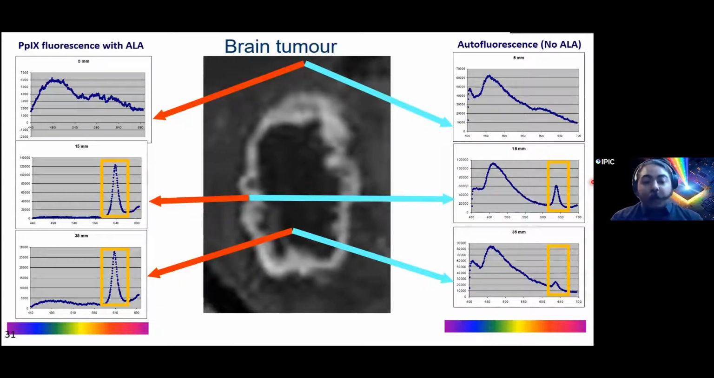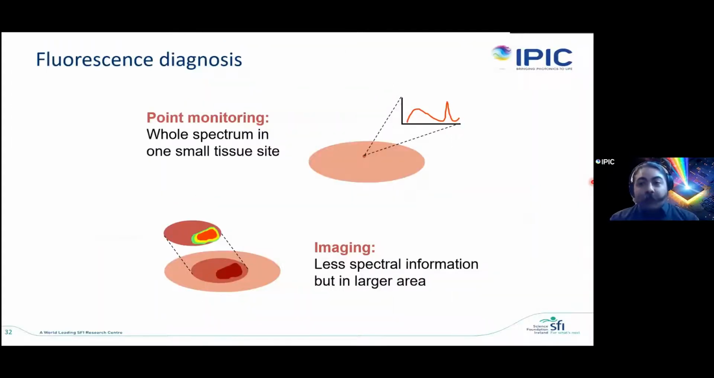Now, we can think about the types of techniques we could use to detect diseases. In this case, we have point monitoring, so we can understand better what is happening with the tissue biochemically if we collect the whole spectrum. If we already know what is happening, we can select a wavelength and then do imaging within an area. In that case, we monitor the signal of the whole area at the same time. And there are hybrid technologies of these two, as you can expect.